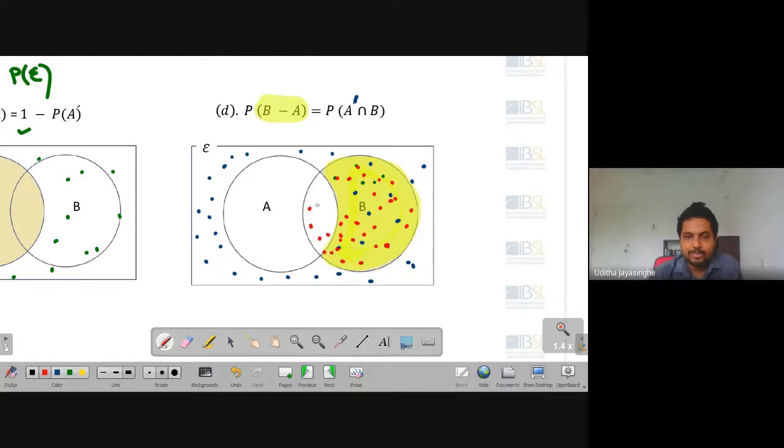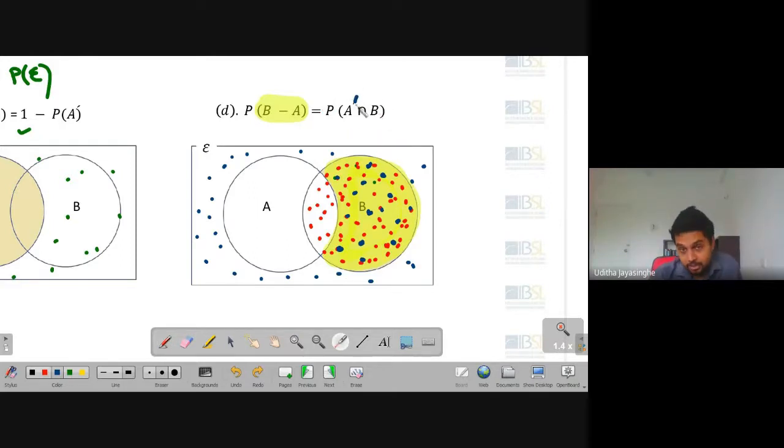Now don't forget the fact that I have to go to this area also. Why? This is B. So where are the common events, where you can see both these dots? That means blues and reds. Is it going to this area? No, it's not going over there. So A complement (A') intersection B is going to easily give me the B minus A calculation.